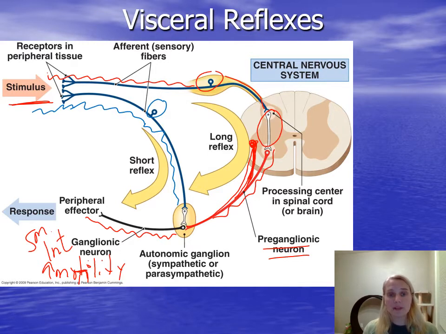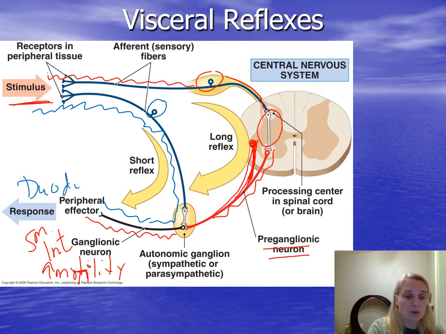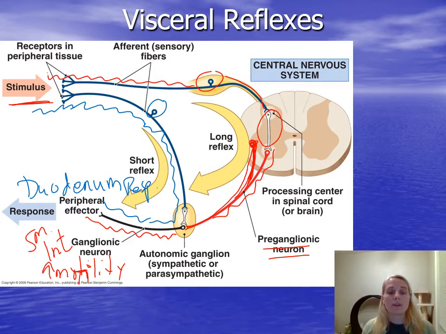A short reflex is stretching at the duodenum. The sensory neuron goes to a ganglia in the duodenum and directly, well, with an interneuron, directly goes onto that postganglionic neuron. It bypasses the whole preganglionic pathway, and then we have the effector, but in this case, it's going to be just the duodenum that is going to respond because it's local. So think of long reflexes as organ-wide and short reflexes as local responses.